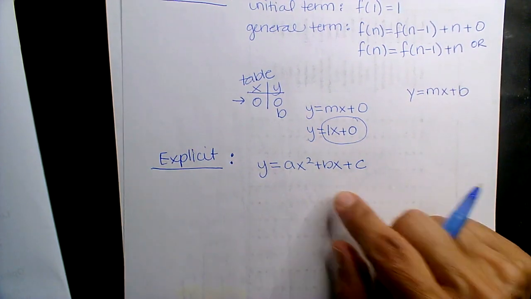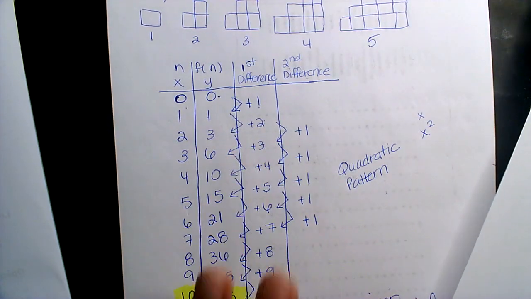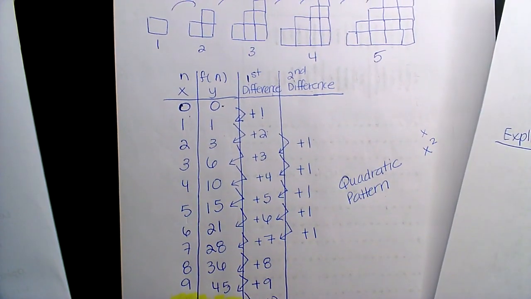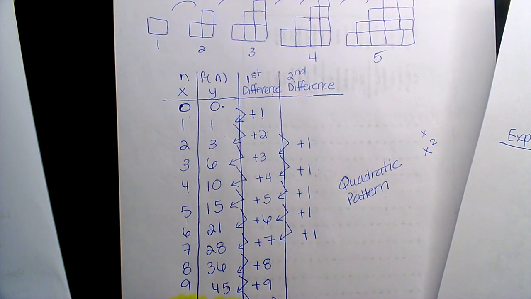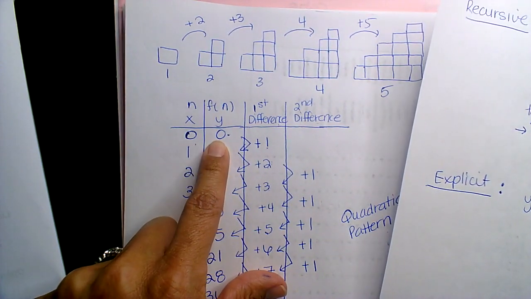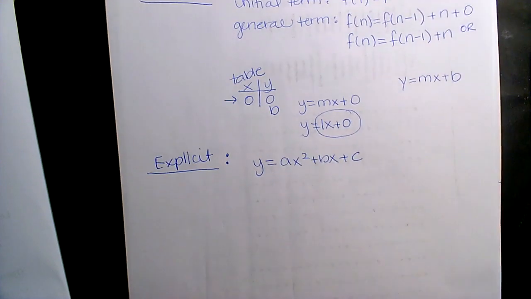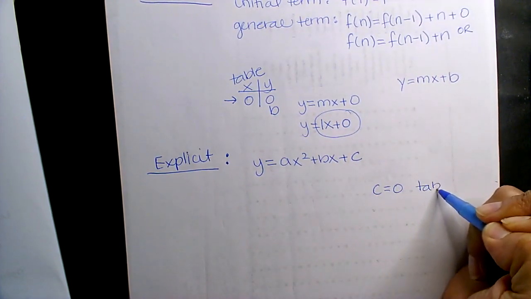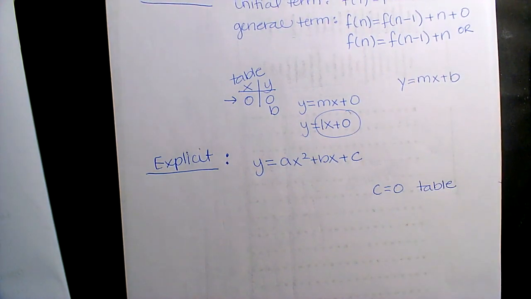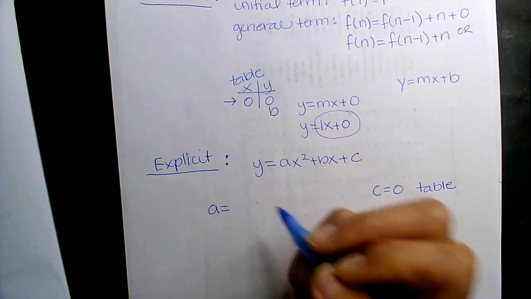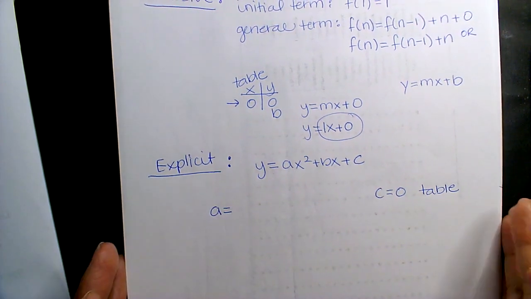The way you get your numbers is from this chart. You already know your constant. When x is 0, what is y? 0. So you already know c is equal to 0 because it came from the table. Now here's the other thing. You already know what a is. So what is that?